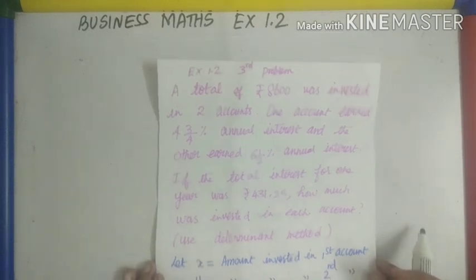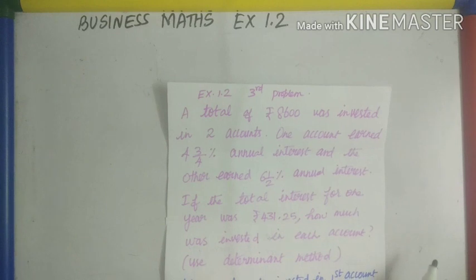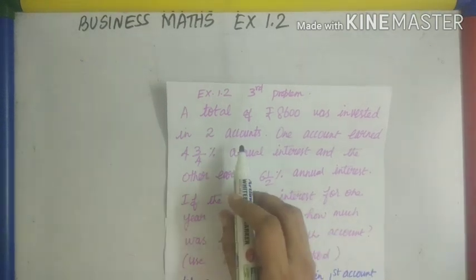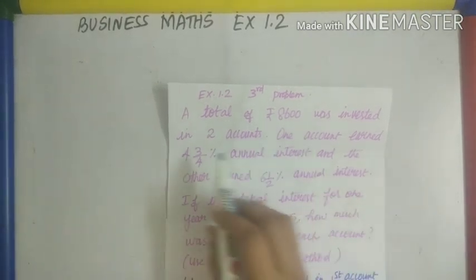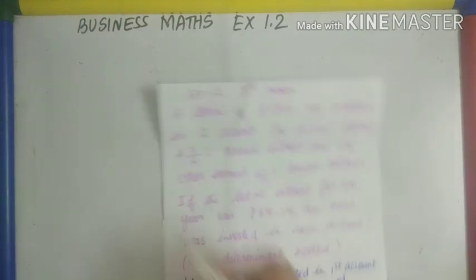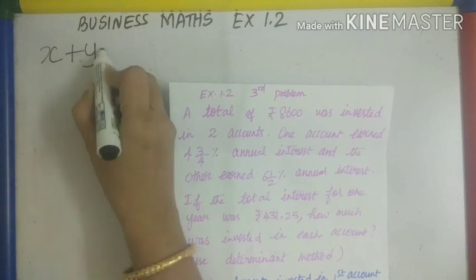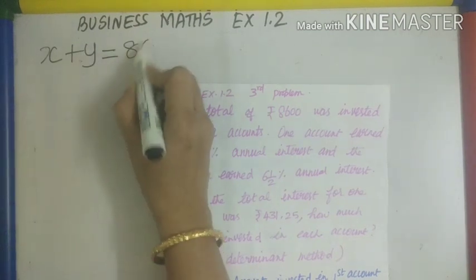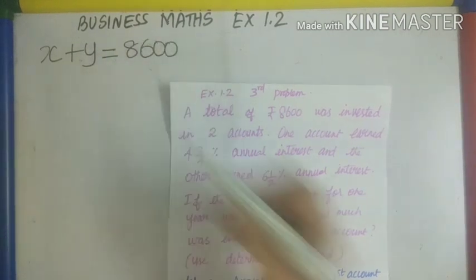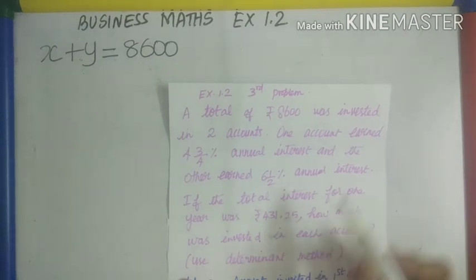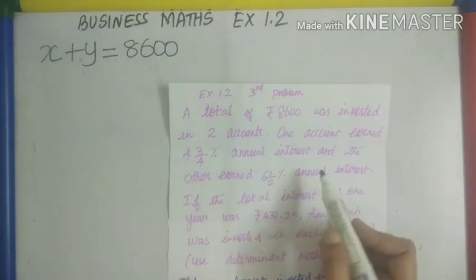Now as we read the statements, let us frame the equation. A total of 8,600 in two accounts. So the two accounts we have taken X and Y. So X plus Y is equal to 8,600. The second one, we are getting annual interest.